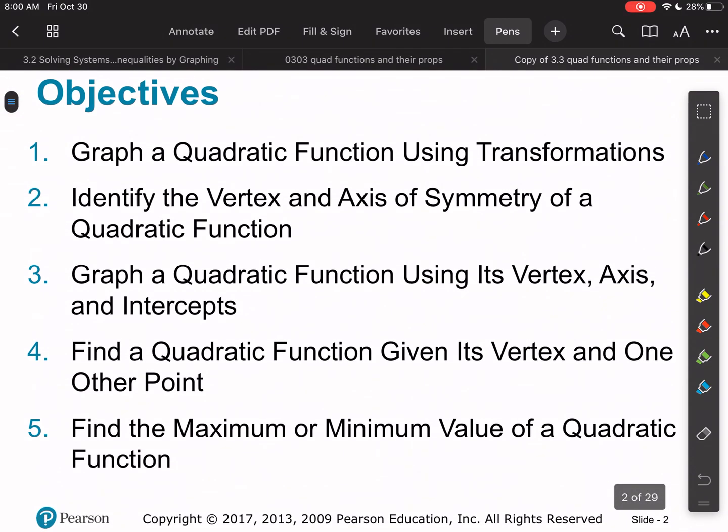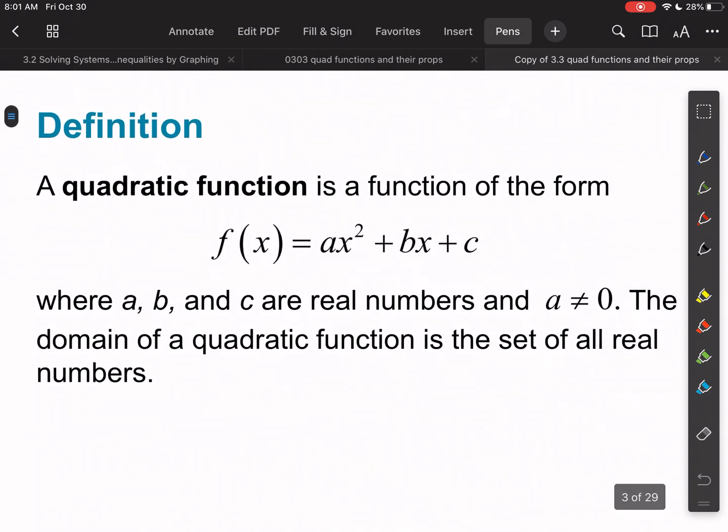We're going to graph quadratics using transformations, which I may or may not do actually. We'll take a look at how things are transformed, but I think I want to focus more on just how to graph one in general. And then identify the vertex and axis of symmetry, graph a quadratic function using its vertex, axis, and intercepts, find a quadratic function given its vertex and one other point, and then find a maximum or a minimum value of a quadratic function. So let's get into it.